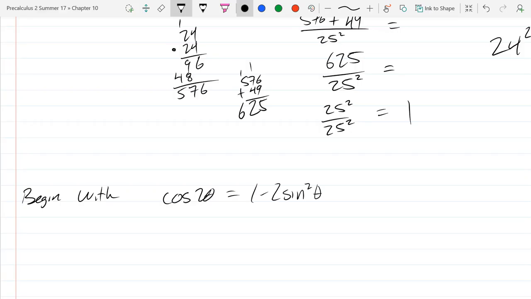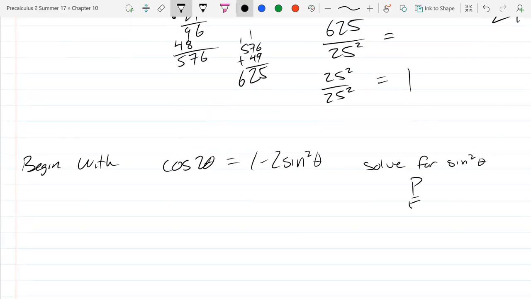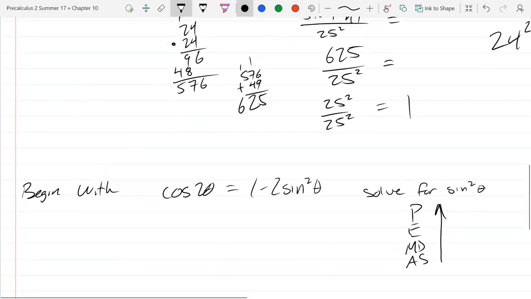We want to solve for sine squared theta. Now, there's not too many algebra moves we have to do. Generally, when doing algebra, you're going to go up the PEMDAS ladder. So please excuse my dear Aunt Sally, go up the ladder. When in doubt, go up the ladder. You don't have to. This is more of a guideline than a rule. You do not have to go up the ladder.